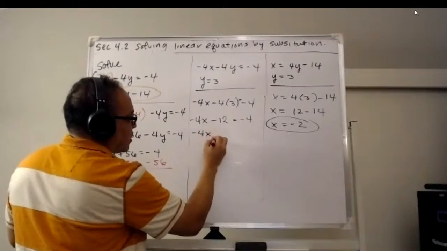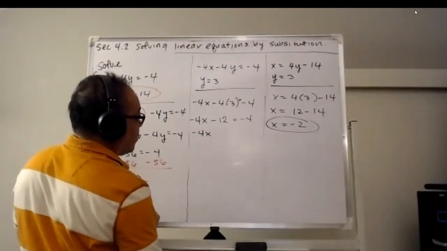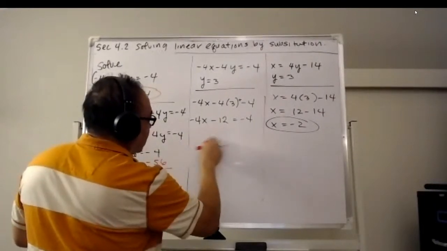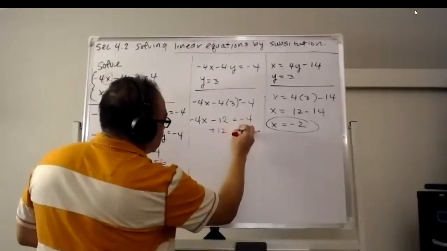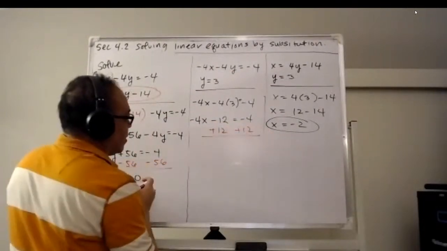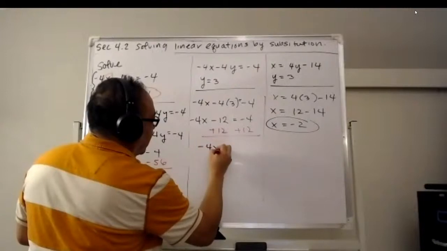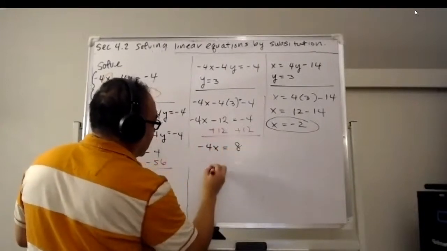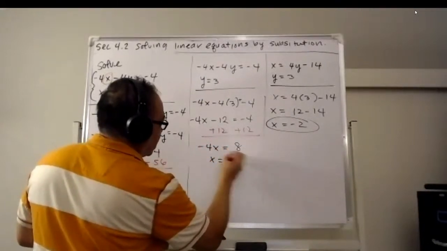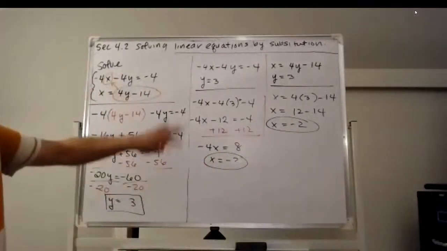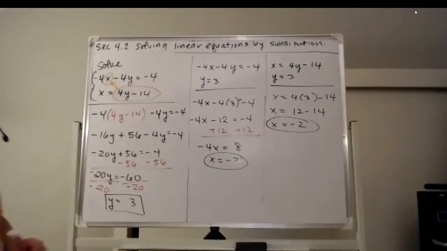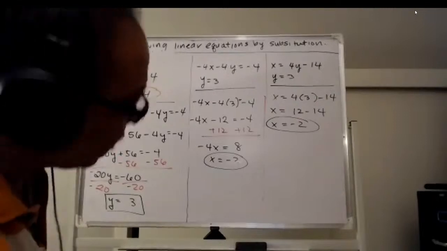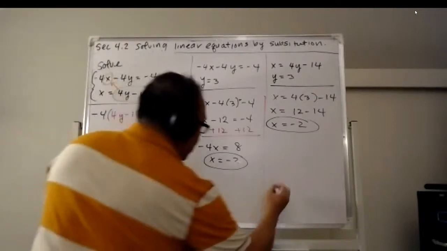Minus 4x plus 12, I'm sorry. I get minus 4x is equal to 8. So x is equal to minus 2. So for both of these, you got the same answer. Now at the end, you write your answer as a point. Okay.